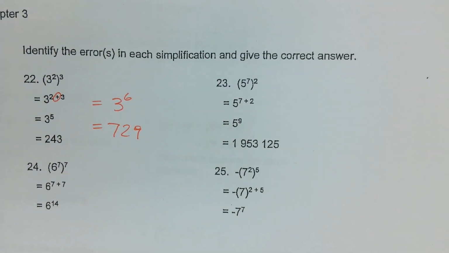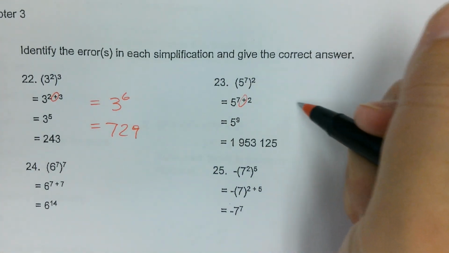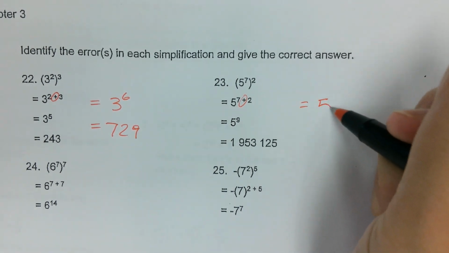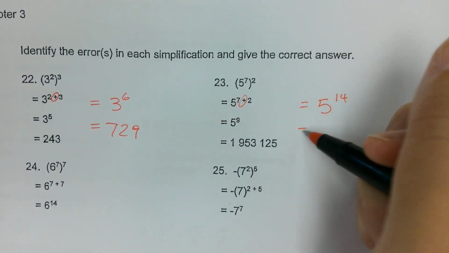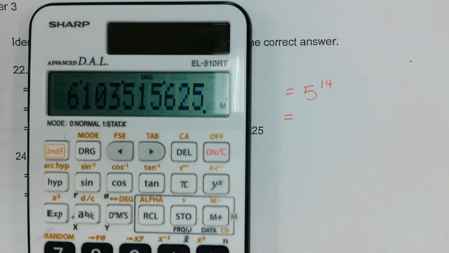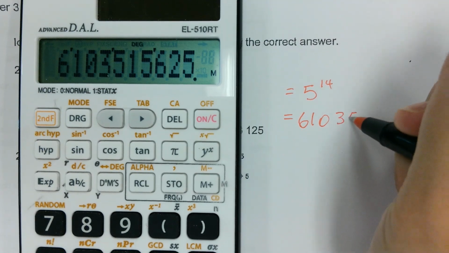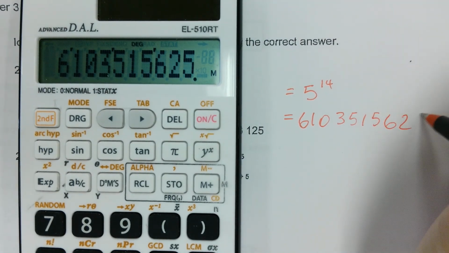Okay, 23, what's the mistake there? They're the same thing. They added instead. They should have multiplied. So 5 to the exponent 14. 5 exponent 14, yes. 6103515625.